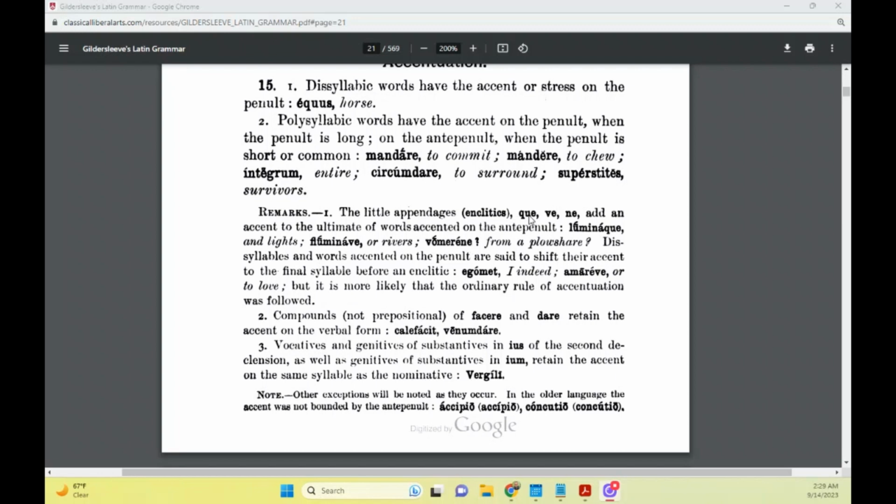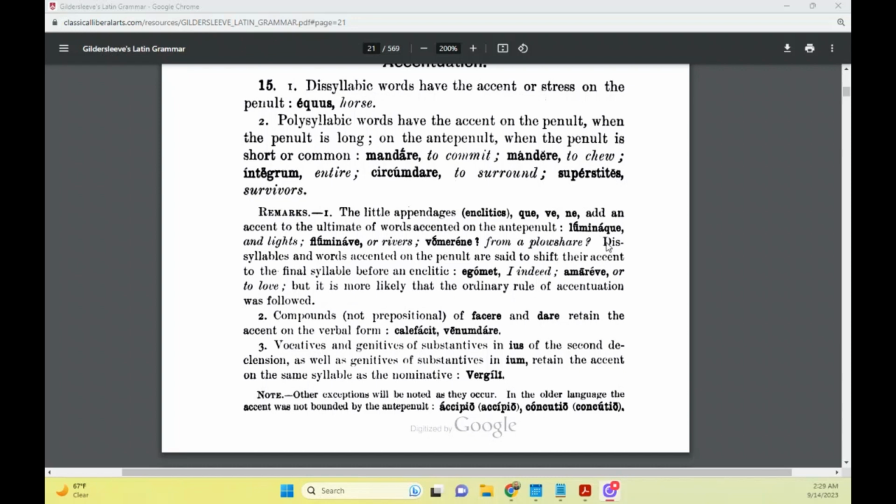So if we add an enclitic to a word and that word is accented on the antepenult, we add an additional accent to the ultimate or last syllable of the word. Okay, that's the remark here. So that's one point to think about, because you'll see these enclitics added to words, and you won't know how to pronounce them rightly. You won't know which syllable to accent. Well, this gives you a simple rule.